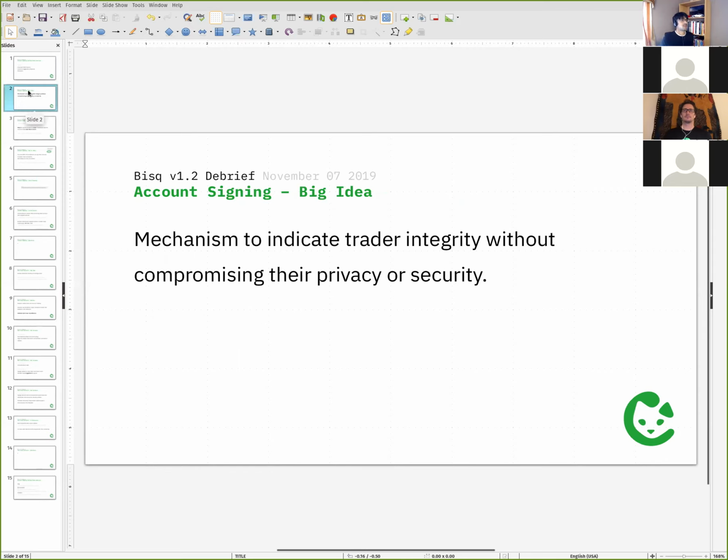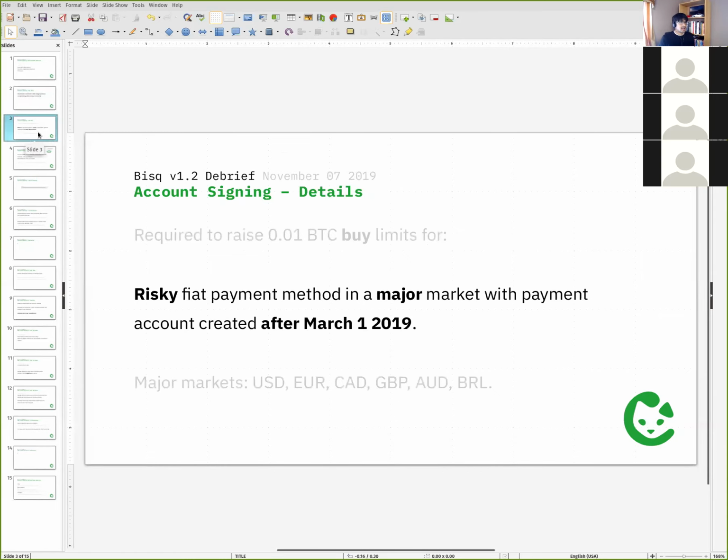Okay, so I guess we can start with the first item, account signing, and what it is. At a high level, it's essentially a way to figure out if a trader is honest. We're trying to verify integrity as opposed to identity. Just make sure that you are who you say you are and that you're going to be honest, without compromising your privacy or security. That's the big idea.